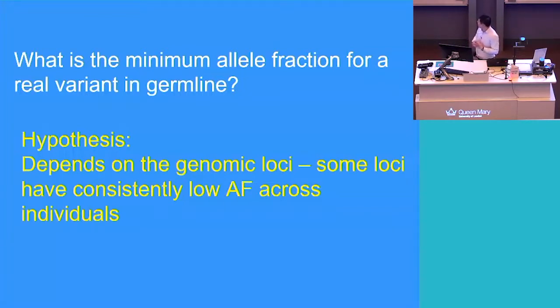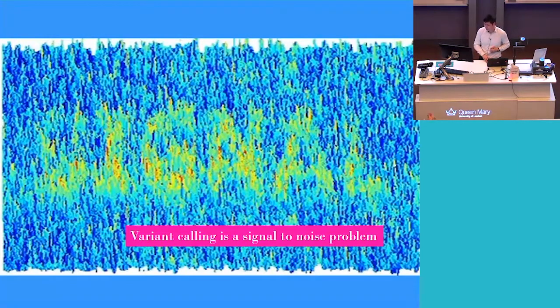And our hypothesis was that it depends on the genomic loci. So we don't think there's a global limit, and some loci may have consistently low allele frequency across individuals, across different diseases as well. Okay. So this is a signal to noise problem.